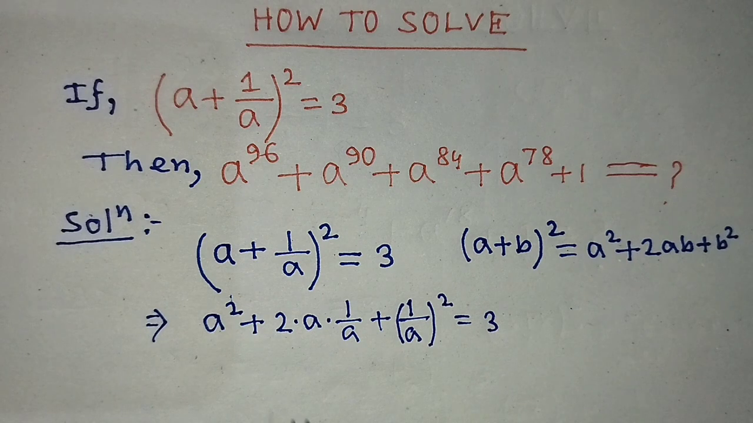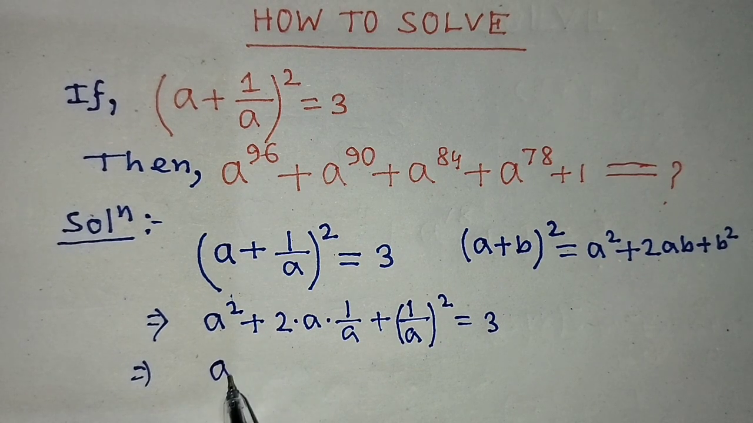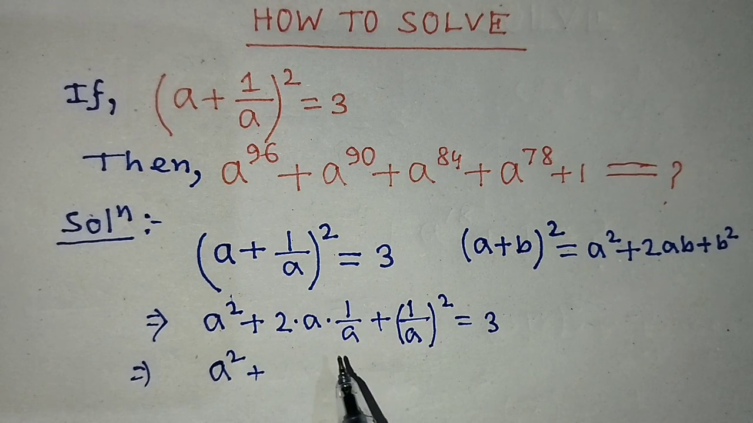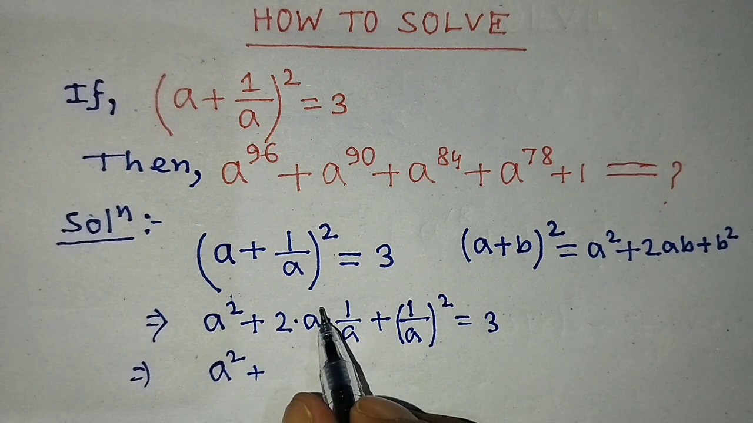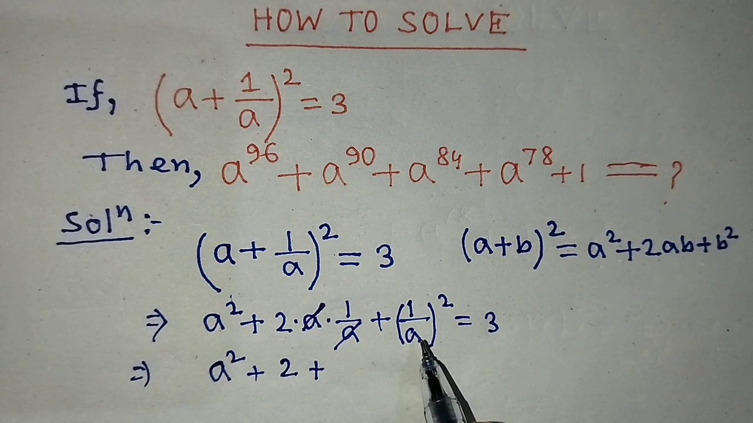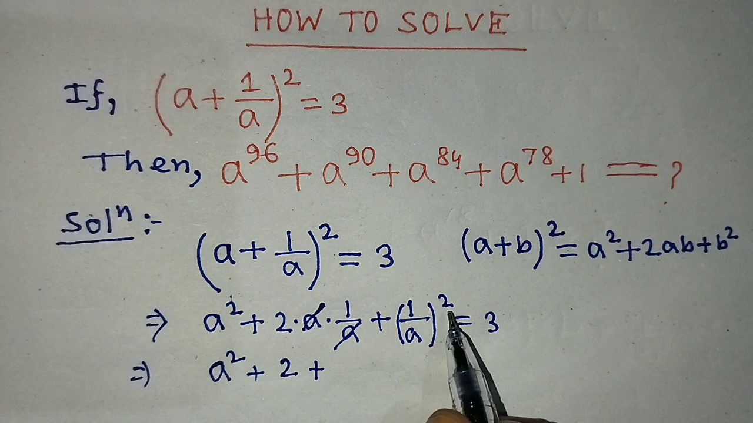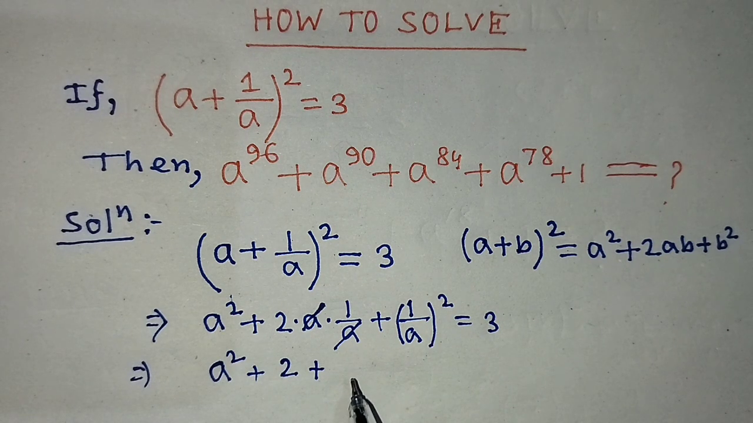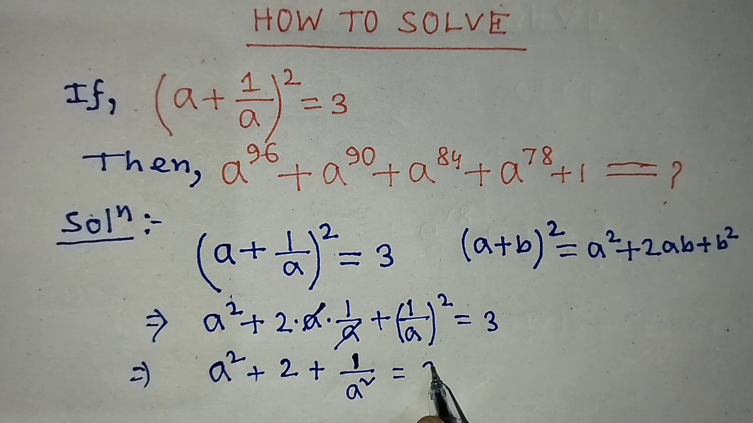Okay student. So on the left hand side again we write a square plus, and if you simplify the LHS of this equation, we cancel a from numerator and denominator, then we get 2, so we write 2 plus. If you simplify (1 over a) whole to the power 2, then you get 1 over a square, is equal to 3.